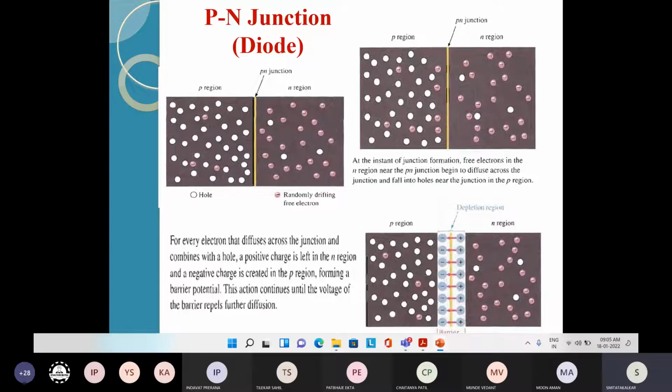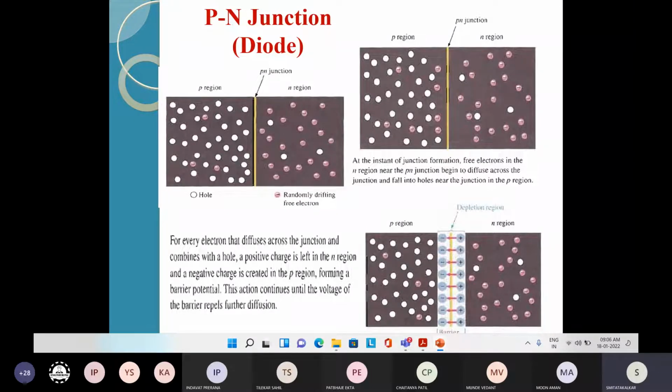For every electron that diffuses across the junction, it combines with a hole. That is the meaning of the depletion region. That's why the N region becomes positively charged and the P region becomes negatively charged, and the voltage formed across the depletion region is called the barrier potential.